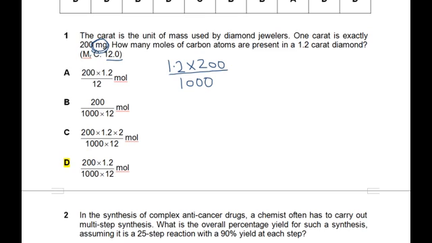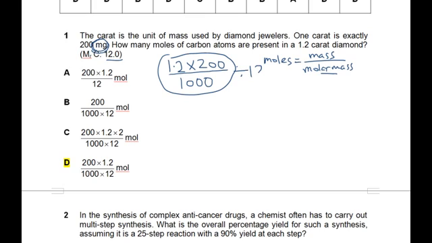After that, if you recall the formula of moles, mass and molar mass, you will know that to determine the number of moles, we need to divide the mass by the molar mass. So moles equals mass over molar mass, which is numerically the same as the relative molecular mass. So we have to divide this whole expression by 12. After that, you will get this expression as 1.2 times 200 over 1000 times 12 grams, which gives us answer D.